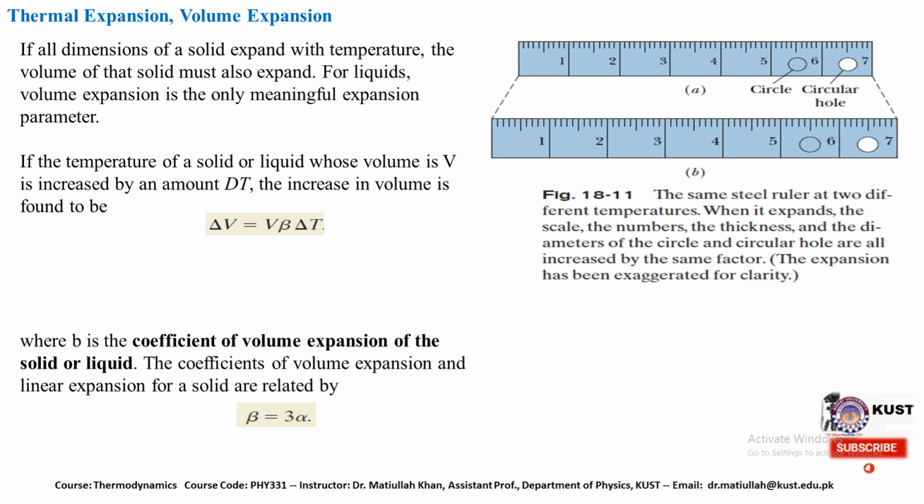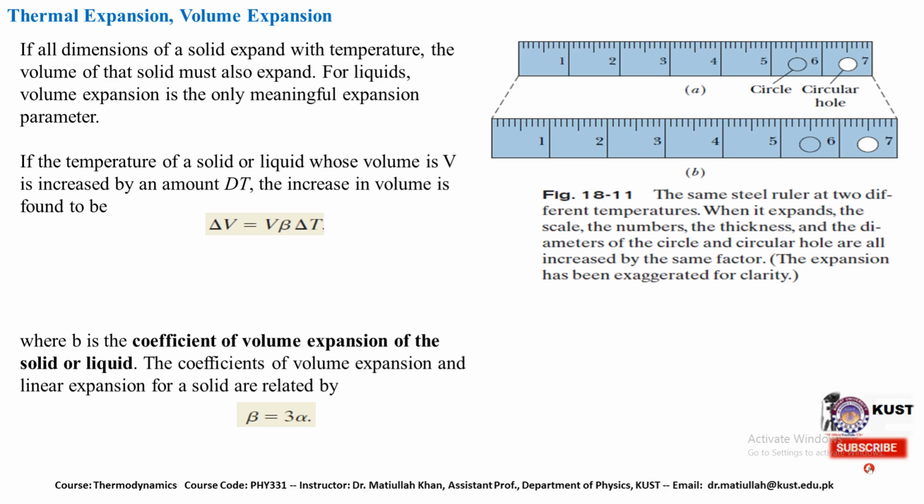Thermal expansion has another category called volume expansion. In the case of volume expansion, if the temperature of a solid or liquid whose volume is V is increased by an amount ΔT, the increase in volume is found to be ΔV = V β ΔT, where β is the coefficient of volume expansion.